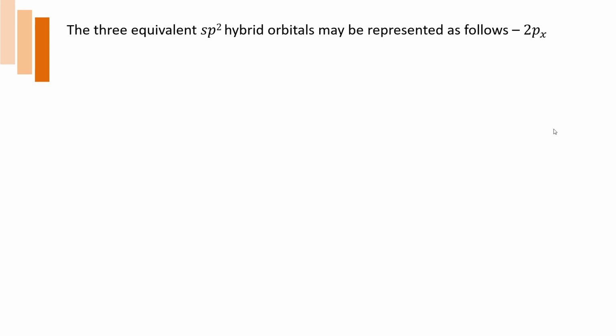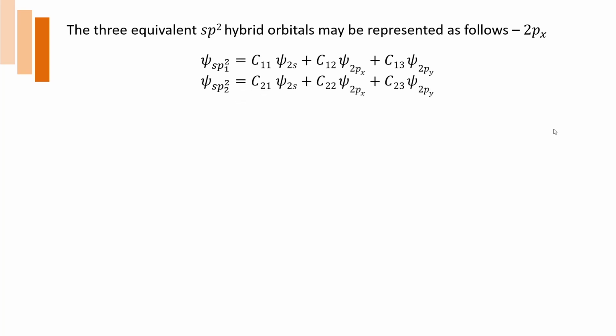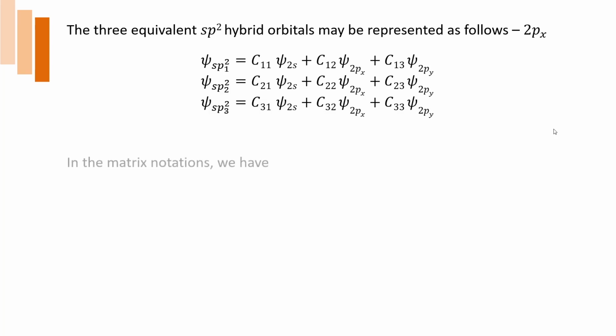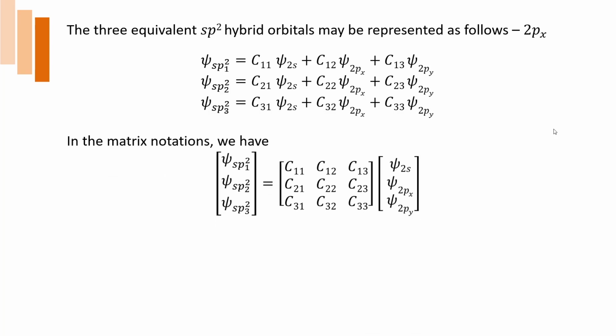The three equivalent sp2 hybrid orbitals may now be represented as sp2-1, that is some constant c11 times 2s, c12 times 2px, and c13 times 2py. Similarly, the second orbital has c21, c22 and c23, and the third has c31, c32, and c33, with the wave functions psi 2s, psi 2px, and psi 2py for the three different hybrid orbitals sp2-1, sp2-2, sp2-3. If we want to show this in matrix notation, you have something like this.